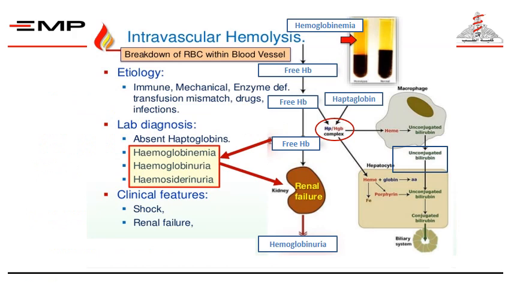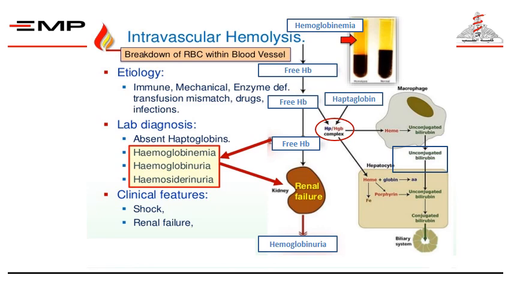What about if the red cells get destroyed in the intravascular compartment? We get what we call intravascular hemolysis. The main example is glucose-6-phosphate dehydrogenase deficiency, which we'll explain later on. It can occur in immune conditions, it can be mechanical, with drugs, or with infections.